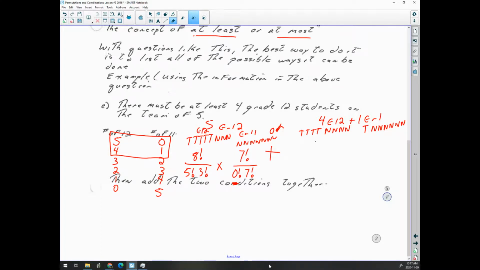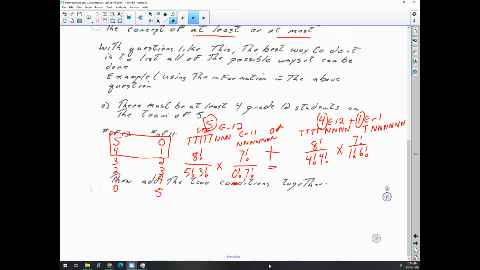So we are going to go 8 factorial over 4 factorial, 4 factorial for our word up there. And again, multiplying it in this case to 7 factorial over 1 factorial, 6 factorial. And again, I don't care too much about what the answer is, but we are breaking this up into at least, or in this case, at least 4. So we have our 5 grade 12s, no grade 11s, and then 4 grade 12s and 1 grade 11.